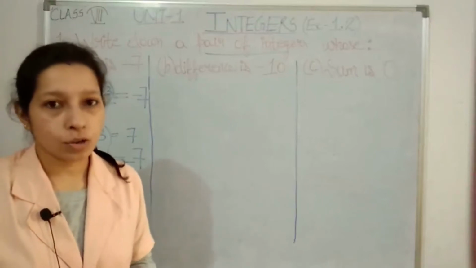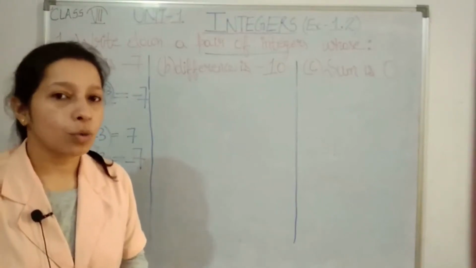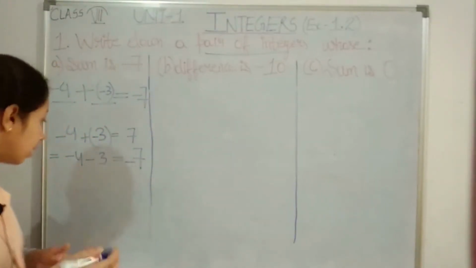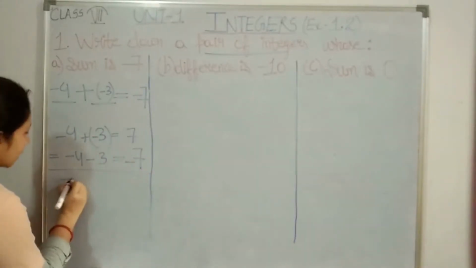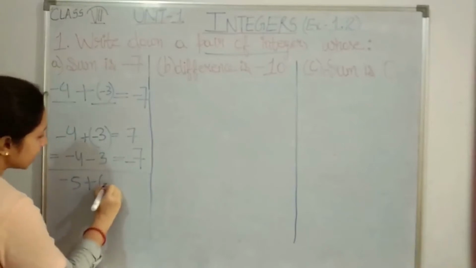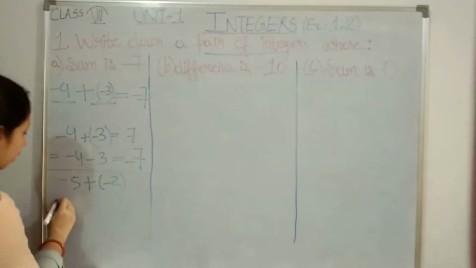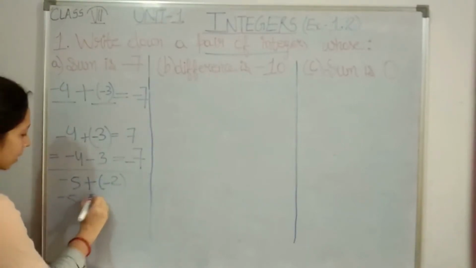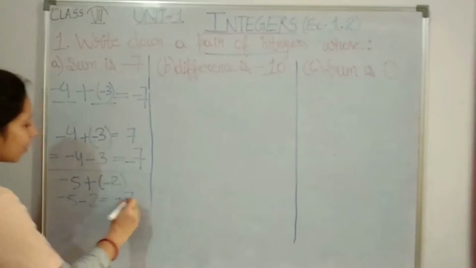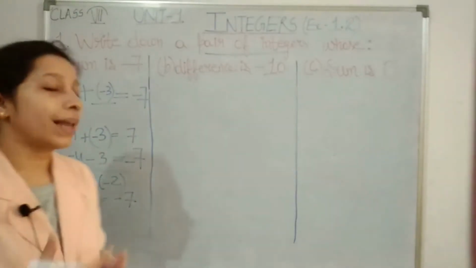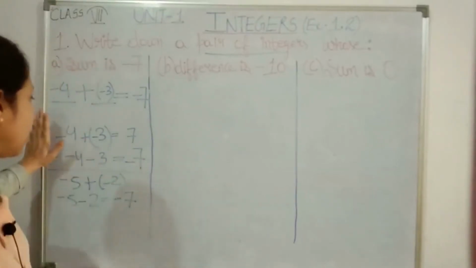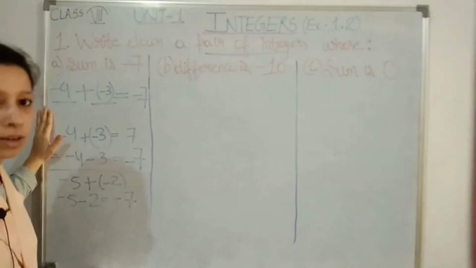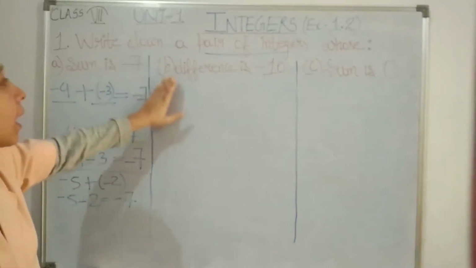And it can have many answers, okay. It can have many pairs of integers whose sum will be equal to minus 7. If you want to see other pairs, then we can take minus 5 plus minus 2. Here, plus minus minus, your result will be minus 7. So like this you can make many pairs of integers, but in the question we have to give only one pair of integers and we are going to take this as our answer.